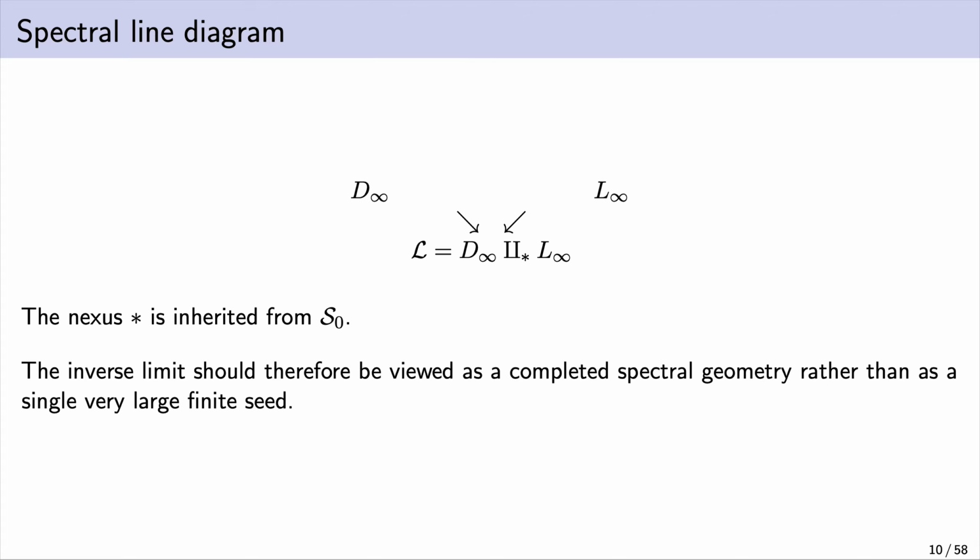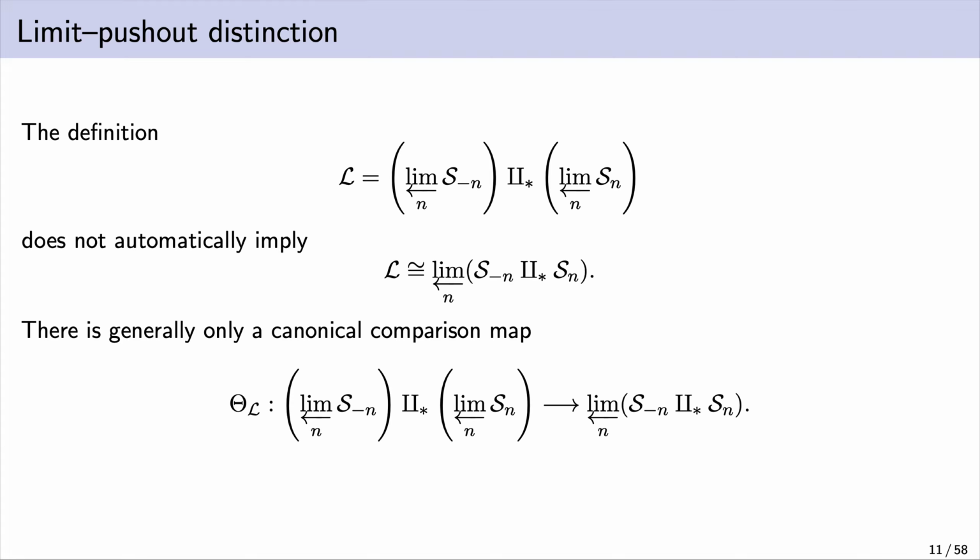The spectral line. Okay, so the nexus is inherited from the S0. The inverse limit should be viewed as a completed spectral geometry, not just a single very large finite seed. And here's a little bit more about the limit and push out.